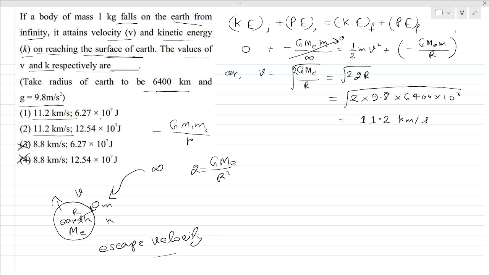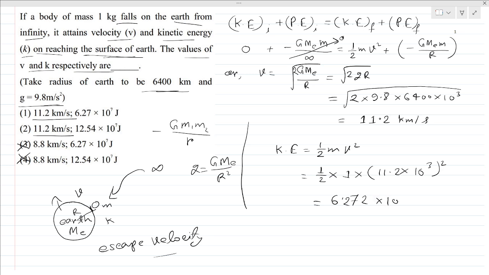Let's see the energy, which will give you the answer. Kinetic energy equals half m v square. Let's put the values: m is given as 1 kg, so 1 multiplied by v square, which is 11.2, and since it is in km, it will be 10 to the power 3, squared. If you solve this, you will get 6.272 into 10 to the power 7 joule. So according to the answer, option 1 is right.